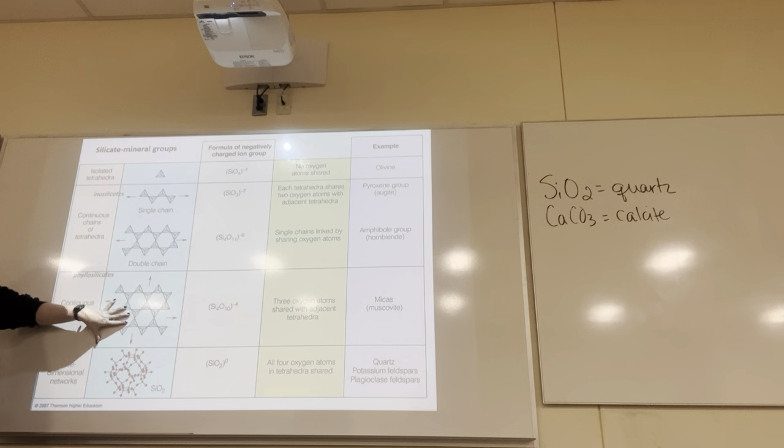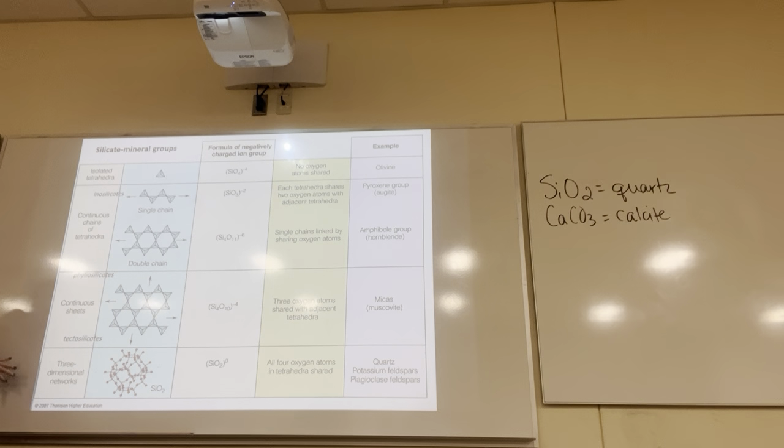We can form into these continuous sheets, which are going to produce the micas that I described. And then we can also form these more complex 3-dimensional networks, which are going to give us things like quartz and the feldspars. So much more complicated, a little bit stronger, harder to break, more likely to result, again, in fracture than cleavage because of how interconnected they are. These ones are going to have weaker spots, so they're likely to possibly cleave in certain directions.